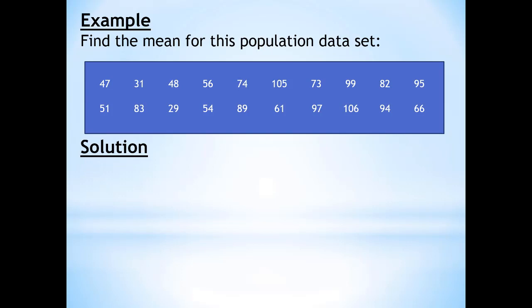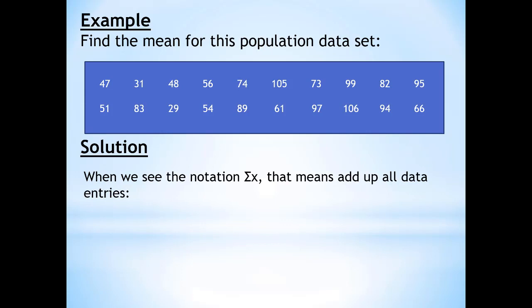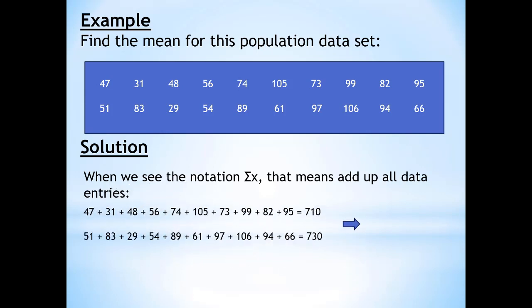We want to find the mean. So the first thing we're going to do here, according to our definition, we see sigma of x in our definition. That tells me I need to add up my data values. If I add up all 20 of these numbers, I end up getting 1,440. Then we want to divide by the total number of entries we had. There were 20 different numbers here. So to get our value for the mean, we're going to take the 1,440 and divide it by 20, and that gives us 72. So mu is equal to 72.